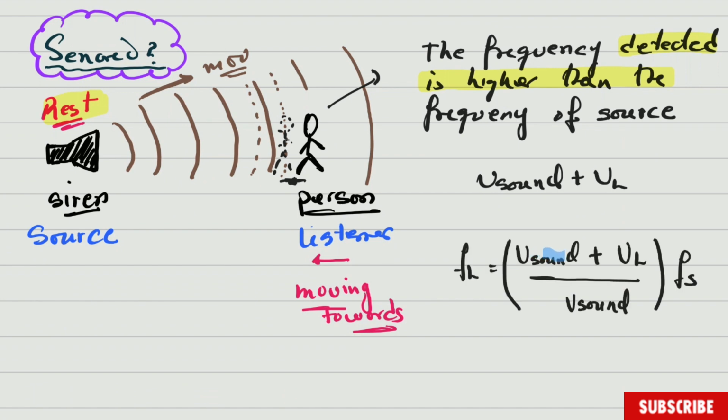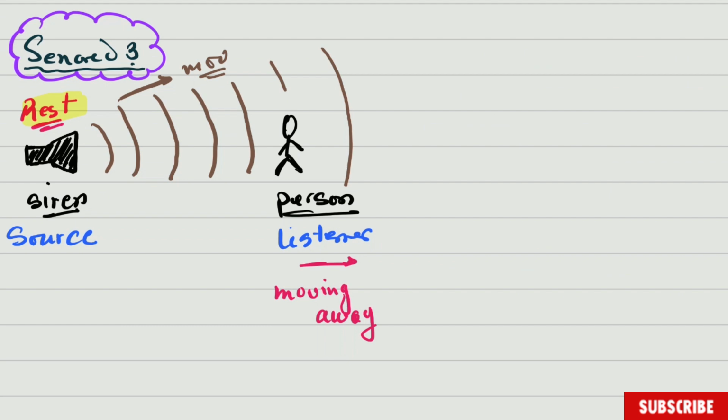So this is what happens when the listener is moving toward the source. This is the final formula, because at the bottom, the speed of the source is 0. It's not moving. So this is the second scenario. Let's go to the third scenario. Now, in the third scenario, what is going to happen?